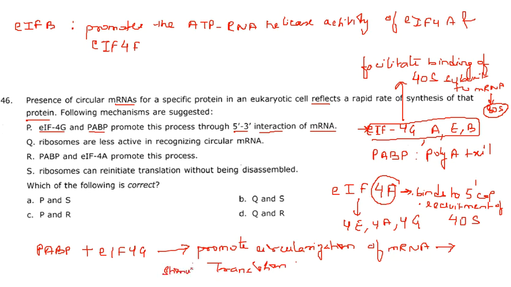Stimulates translation by recruiting 40S. Okay, so these factors are essential for the rapid rate of synthesis of the protein. So here also EIF4A promotes this process, and 4G, 4F, 4A, 4E, 4B all are important in playing this role. Okay, so for that C is the correct option.